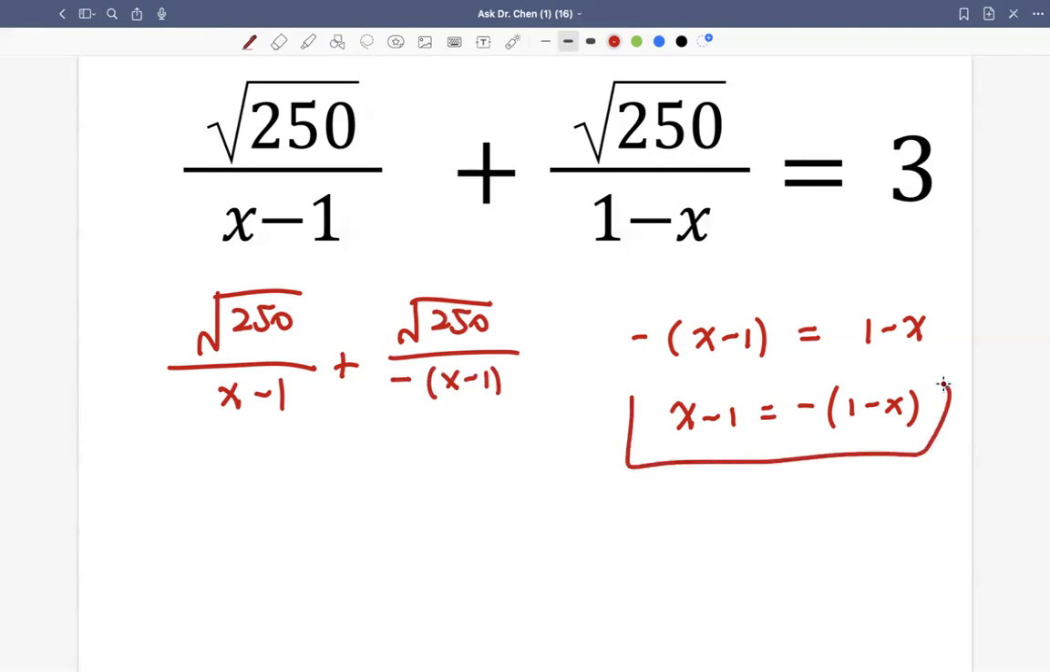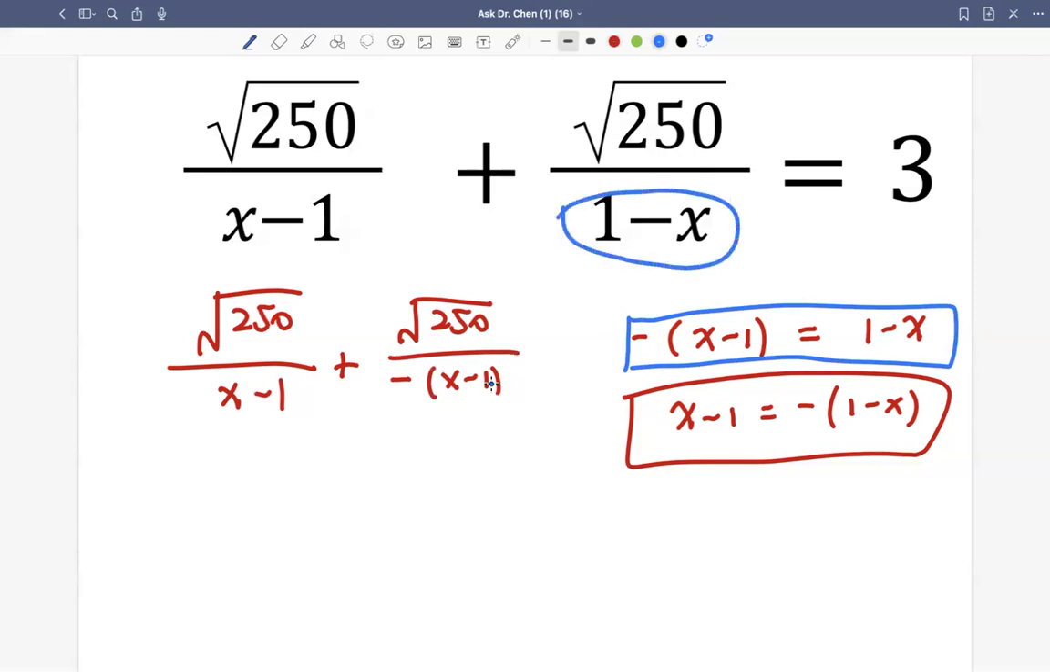We're using the first one. Right. So basically we change the denominator of 1 minus x to be negative x minus 1. Remember the negative sign in the denominator, we can simplify with this plus sign, right? This is a negative sign we can put up front. And then plus minus becomes just minus. Of course, this equals 3.